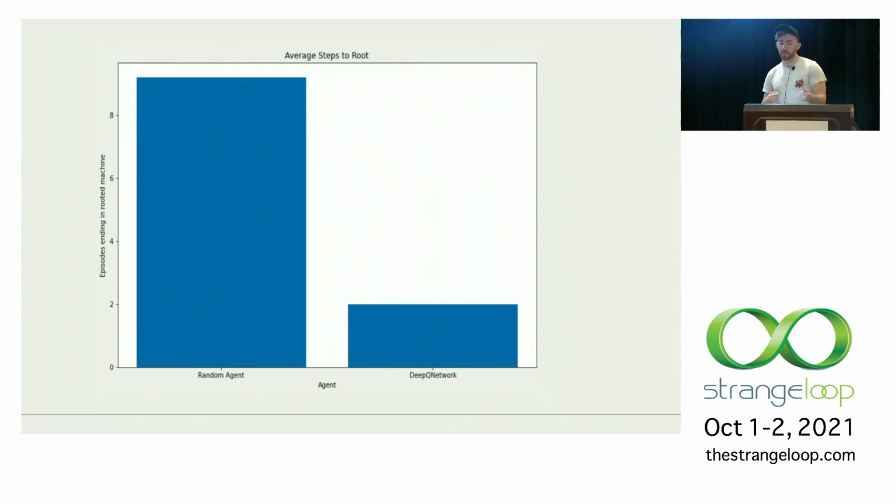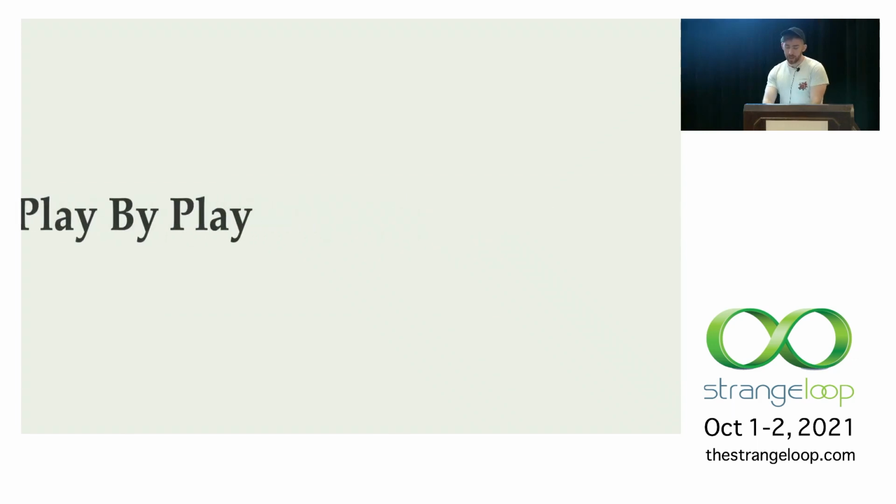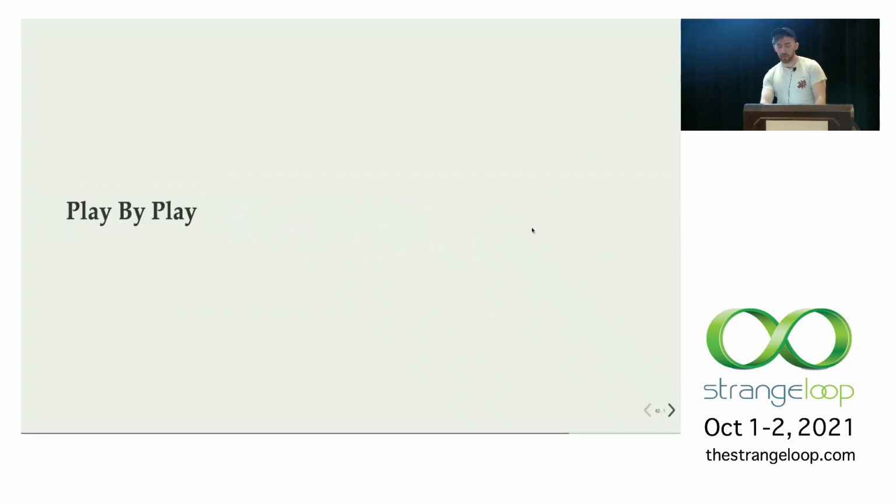And then the average steps to root. So how many time steps did it take to get to root on this Metasploitable box? The random agent has no strategy. It's just picking random stuff. So it took on average about 10 if it got there. And the deep Q network learned this two-step, this minimal step that I wanted it to learn, which was cool. And let's look at a play-by-play just to make that concrete.